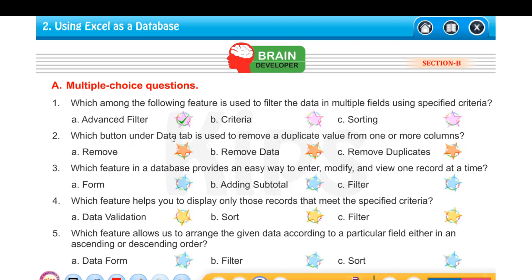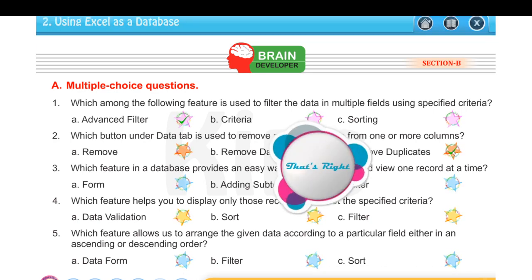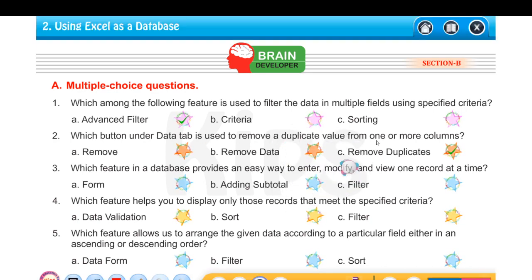Which button under the data tab is used to remove a duplicate value from one or more columns? If you have a duplicate value, how will it be removed? So it will be remove duplicates. Under the data tab, remove duplicates.